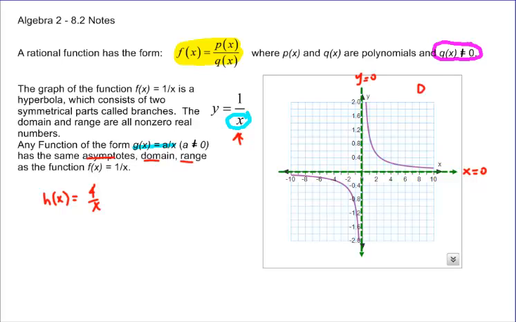The domain is going to go from negative infinity to 0, but 0 is not included, together with 0 to infinity, but 0 is not included. The range is going to go from negative infinity to 0, 0 is not included, and then go from 0 to infinity. And again, 0 is not included. So this is the setup for a rational function and their graphs.